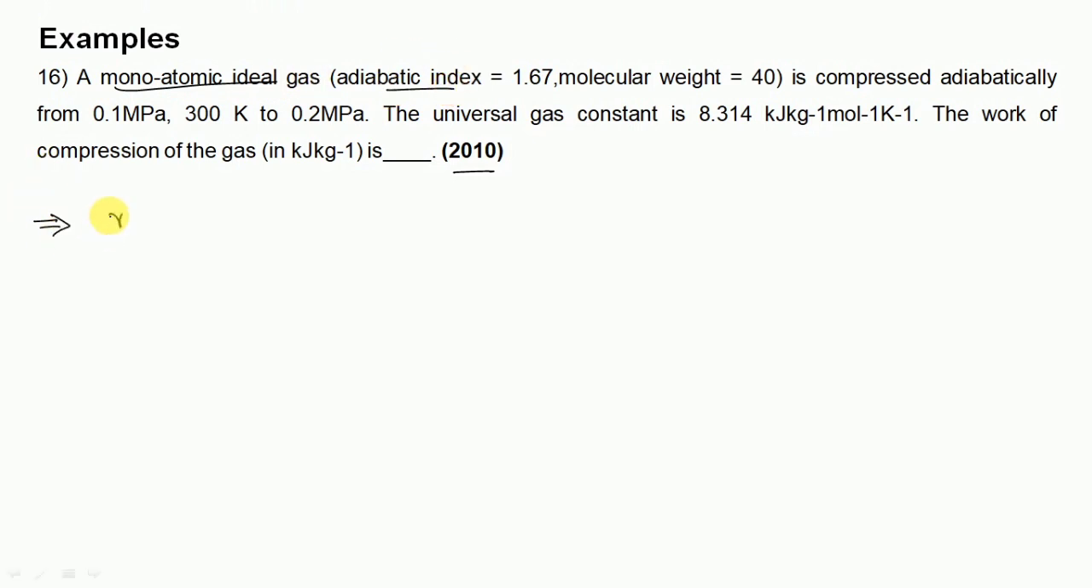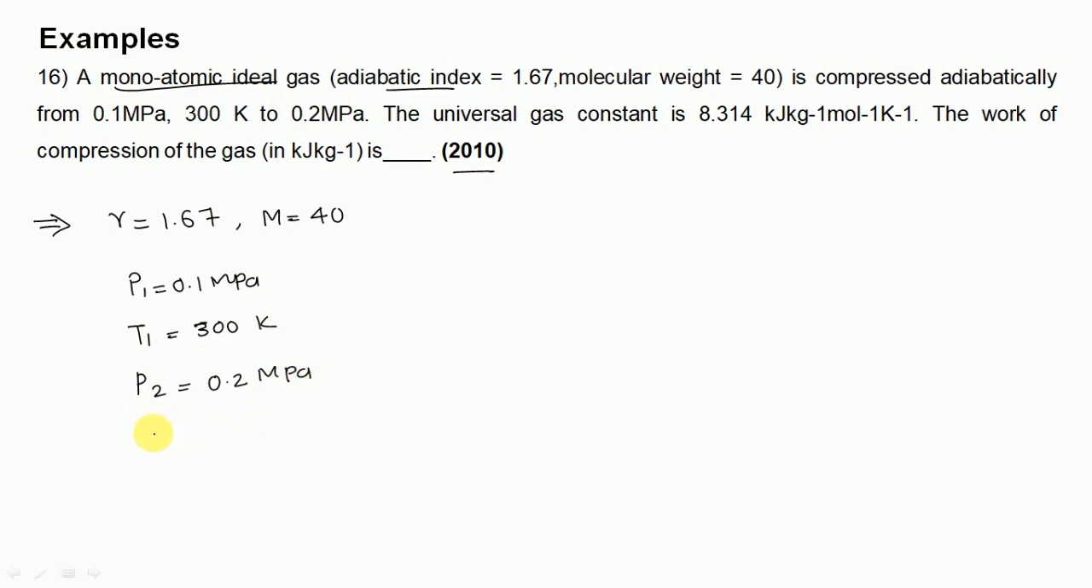The adiabatic index gamma has value 1.67, and the molecular weight M is given as 40. Adiabatic compression is given, where P1 is equal to 2.1 megapascal and temperature T1 is equal to 300 Kelvin. P2 is given as 0.2 megapascal.